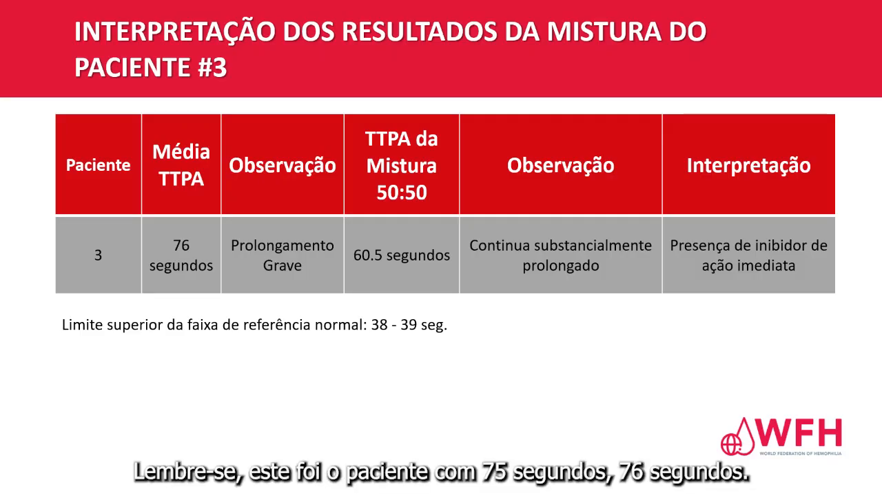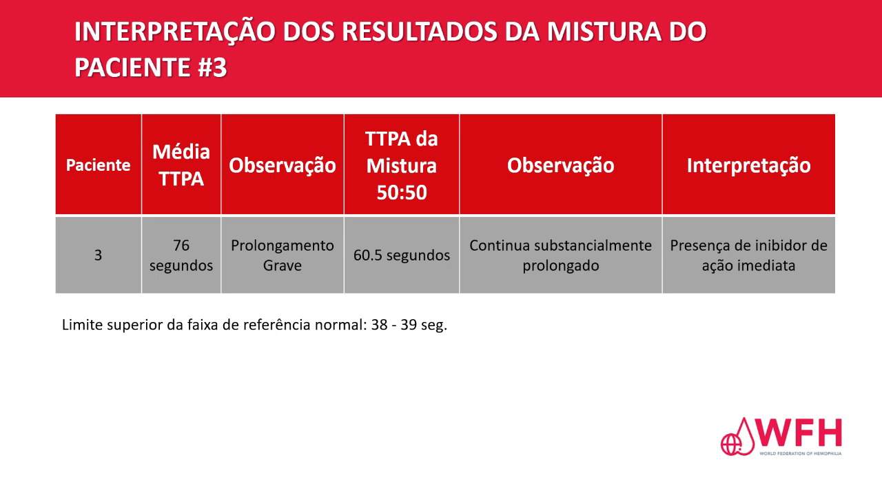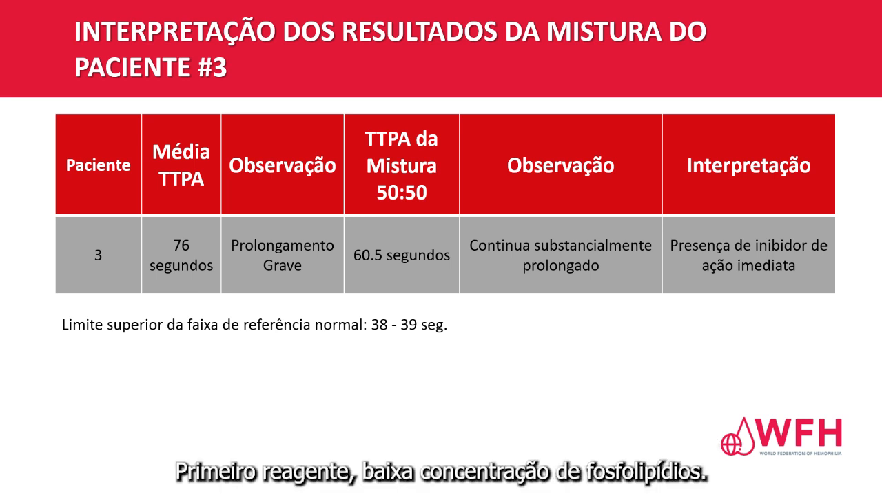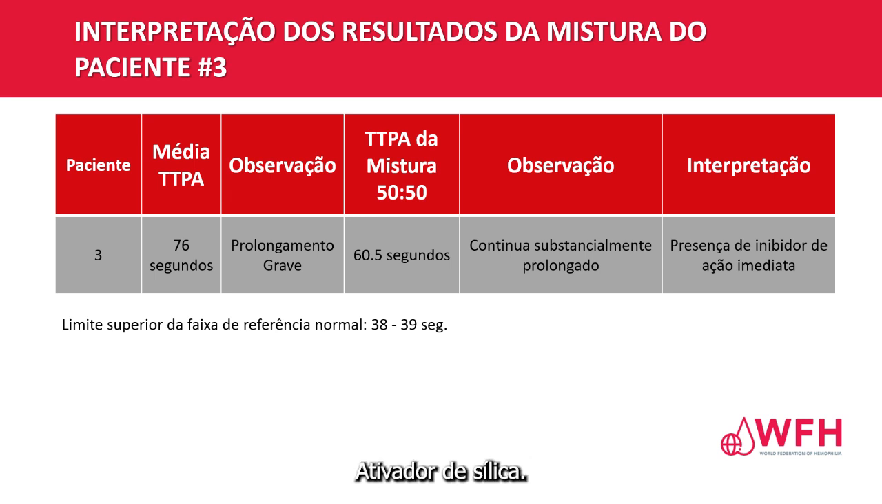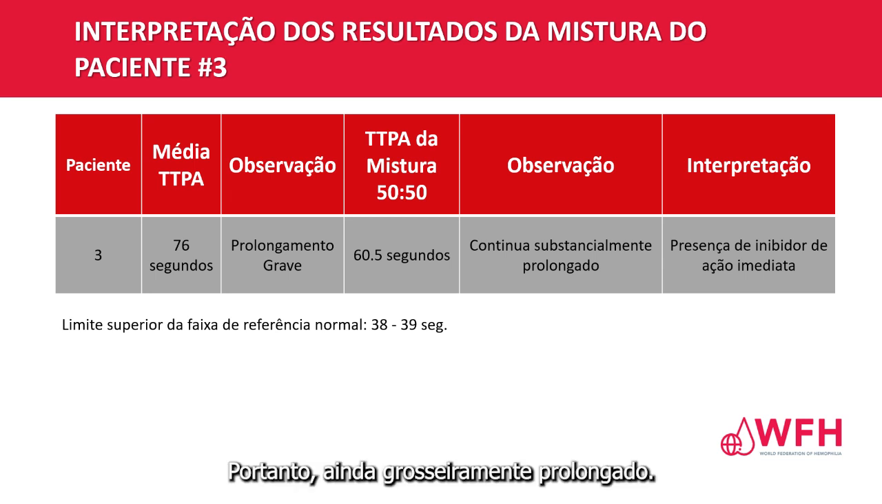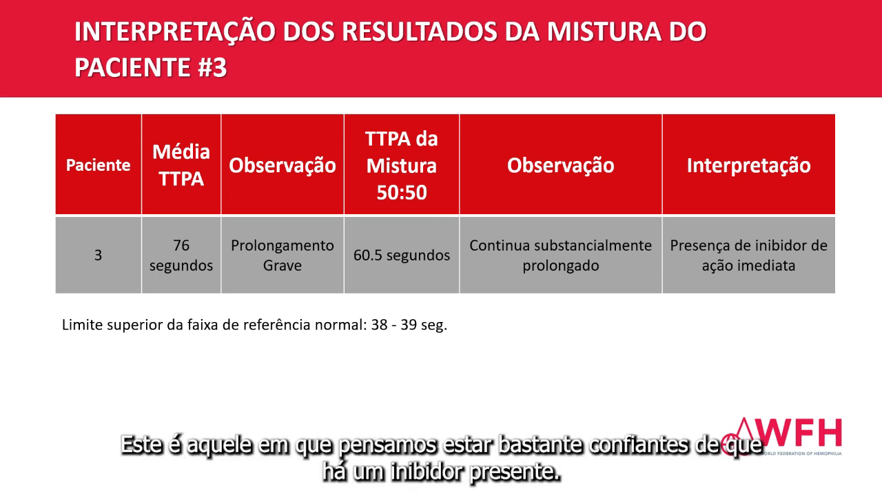Remember, this was the patient with 75, 76 seconds, pretty gross prolongation, not as marked as patient number 2, but gross prolongation with the first reagent. First reagent, low phospholipid concentration, silica activator. When we did the correction, 50-50 mix, first reagent, 59, 60 seconds. So still grossly prolonged. So this is the one where we thought we're pretty confident there's an inhibitor present.